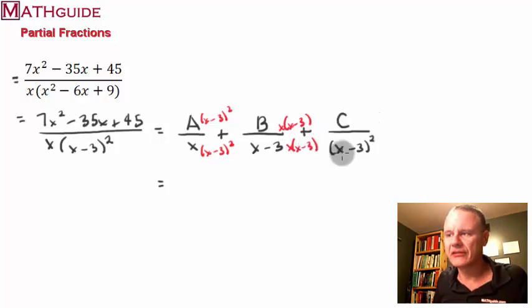Okay, what is this denominator missing? It looks like it's missing a factor of the x.